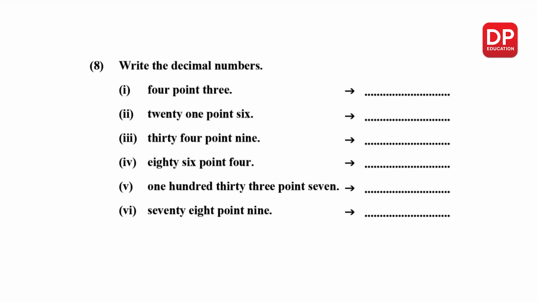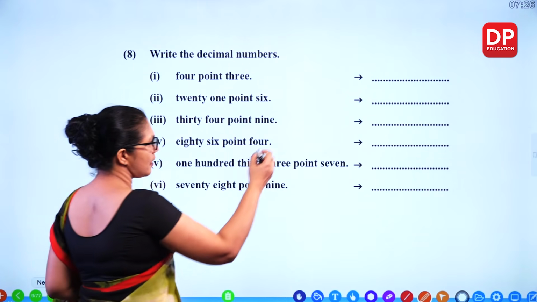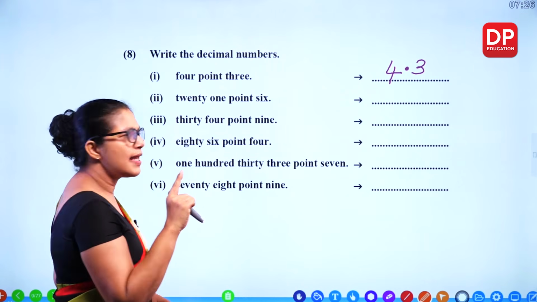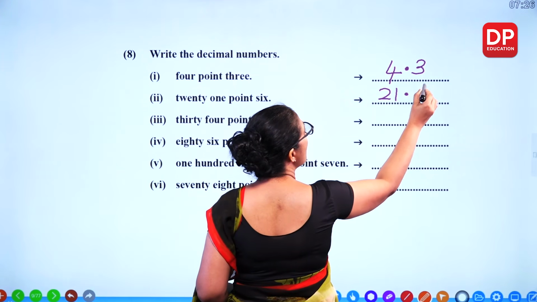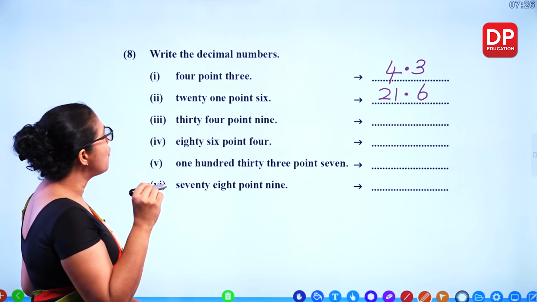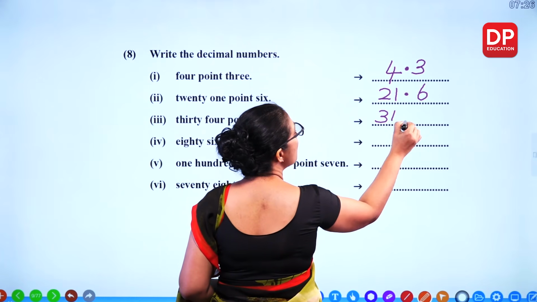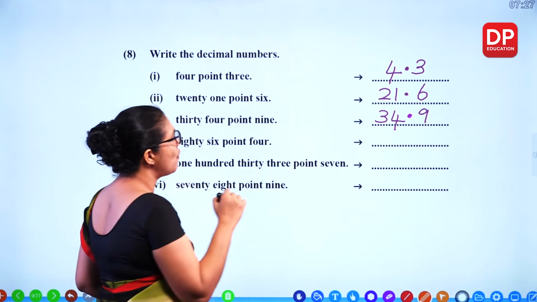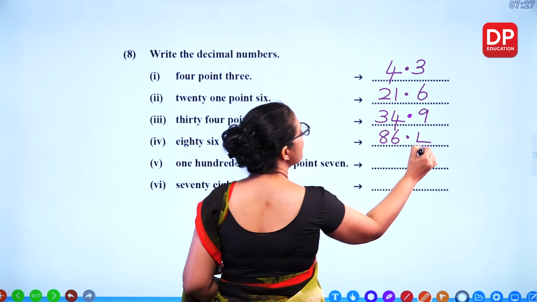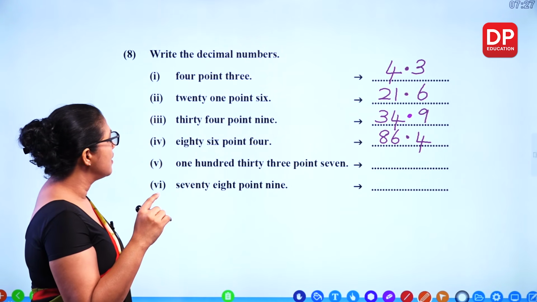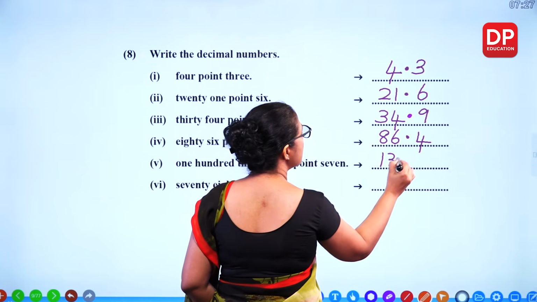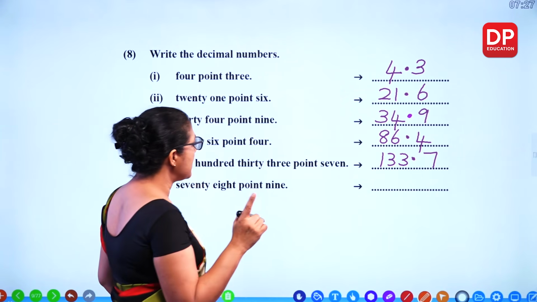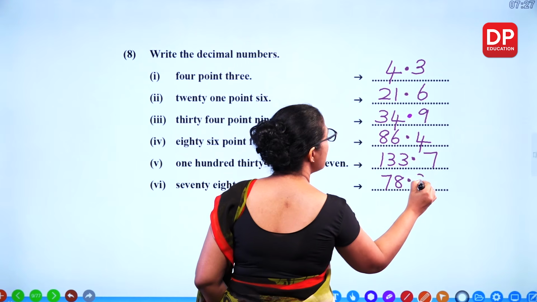Write the decimal numbers. 4.3. 21.6. 34.9. 86.4. 133.7. 78.9.